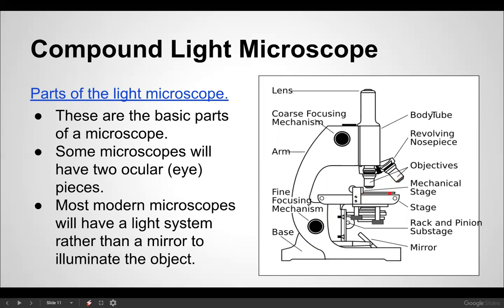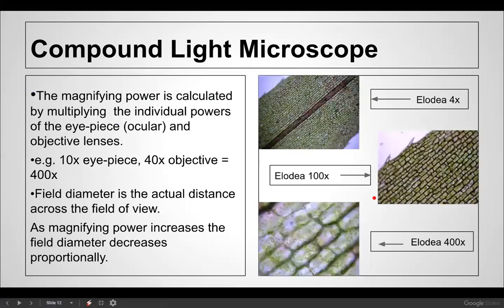Okay, and then the other parts of the microscope here. The stage is what you put your slide on. It goes up and down. There are some clips generally up here to help hold your slide down so it doesn't slide around. Most of our microscopes nowadays do not have a mirror, but they have an electrical light that shines light through here so you can see it.